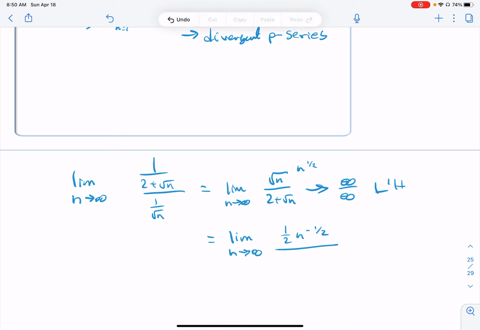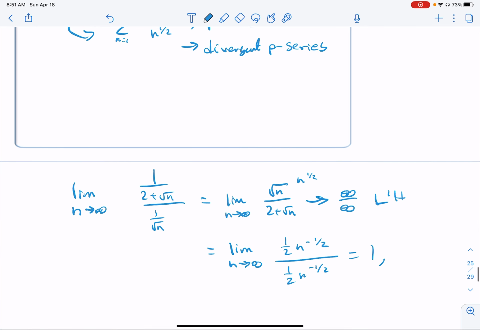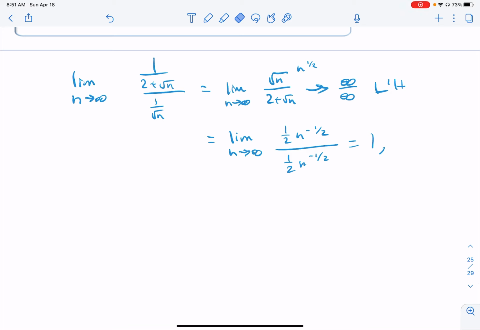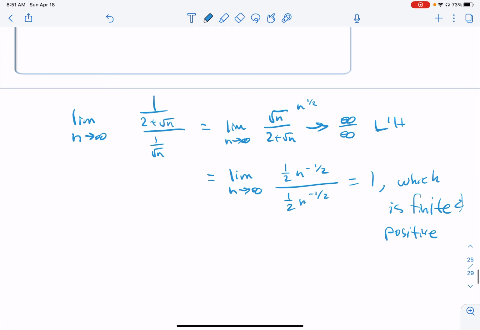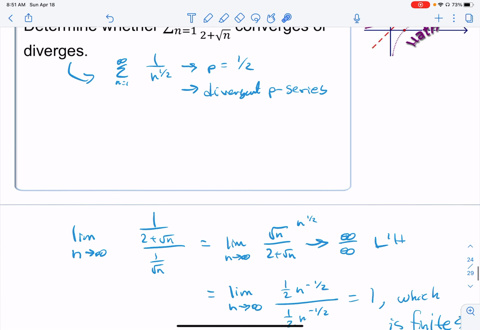And then the same thing is going to happen on the bottom because the derivative of 2 is equal to 0. So I have another 1/2 n to the negative 1/2 power. Everything cancels. I get 1, which is finite and positive. And the keyboard pops up because why not? All right, what does that mean? Well, that means that they both do the same thing. They have the same behavior. This guy diverges, so ours must also diverge.